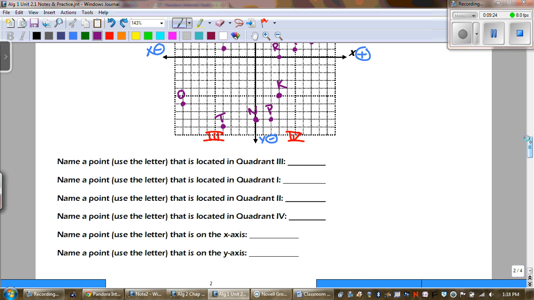Okay, so now we have these questions. Looking at the graph above, name a point, use the letter, that is located in quadrant 3. Well, there are 2 possible answers to this, and those are, you could say O or T. Okay, so go ahead and pause the video and see if you can figure out the rest of those 1, 2, 3, 4, 5 questions. Okay, good luck.